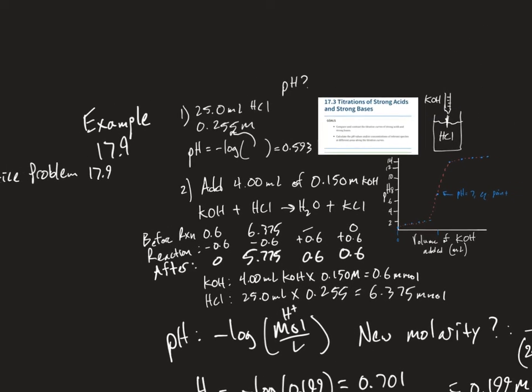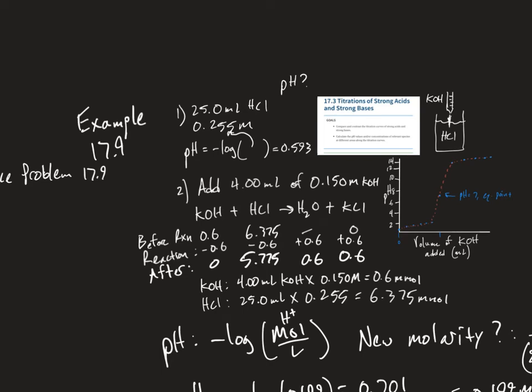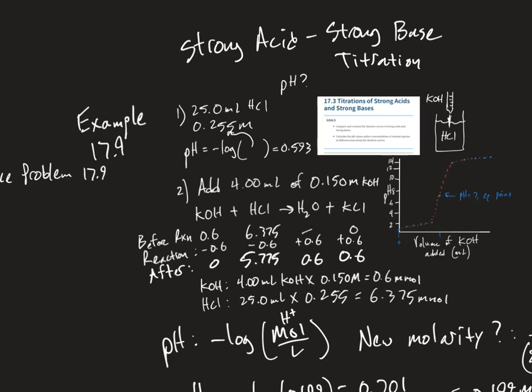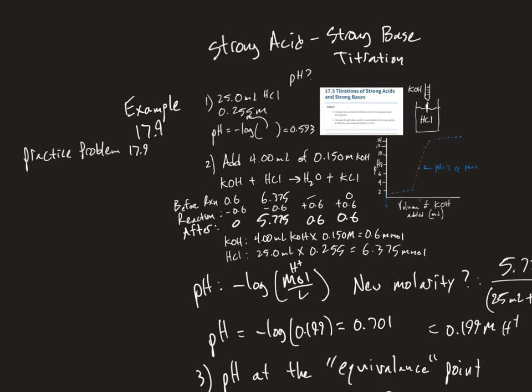So I'm going to zoom back out, and this is labeled strong acid strong base titration problem, implying that the strong acid was in the beaker and we're adding little bits of KOH or strong base to it.